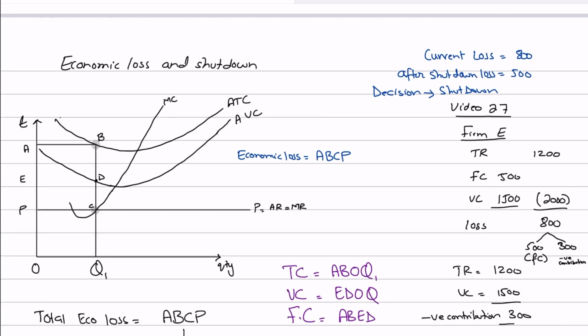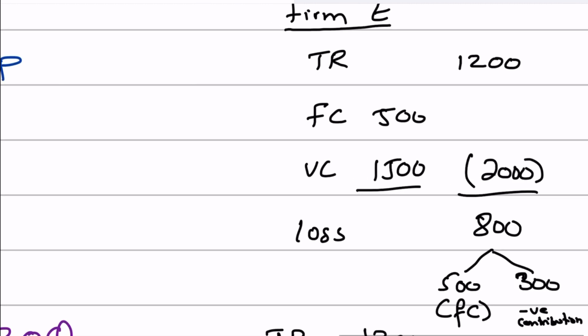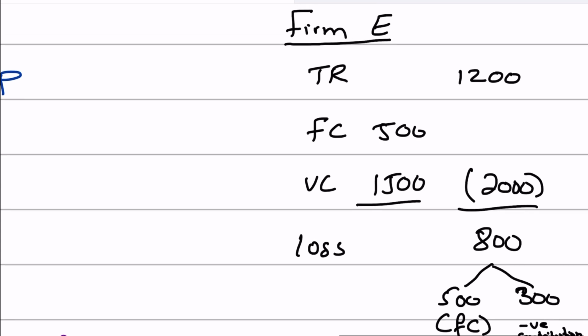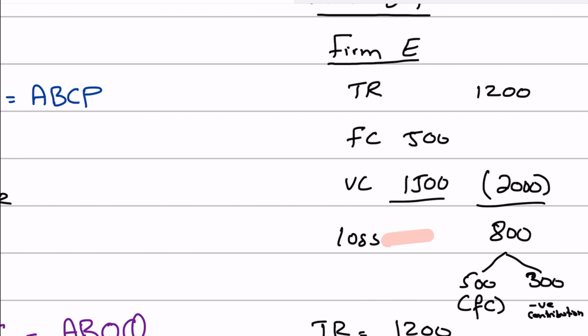Why? Because if the firm is producing a quantity of Q1, it is incurring a loss of ABCP. Now, this is the same example or case from video 27, where the firm's revenue was 1200, fixed cost 500, variable cost 1500, total cost 2000, and the firm was incurring a loss of 800. Remember? So currently the firm is incurring a loss of 800, and if it shuts down, it would only need to pay the fixed cost, so the loss would be 500. So since 800 is more than 500, the firm should shut down, because after shutdown the loss would be less.